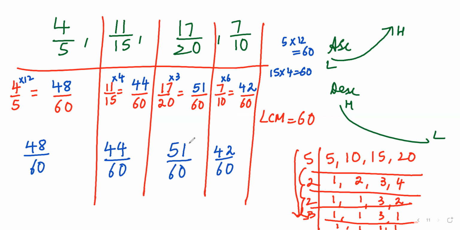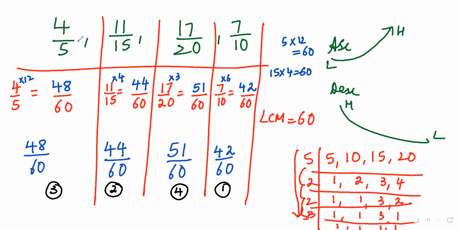Ascending means low to high. So the smallest fraction is which one here? Obviously, 42 by 60. I'll call it number 1. Next, which is the next one? Next number is 44, isn't it? 44 upon 60, number 2. Next, obviously, number 3 and number 4.